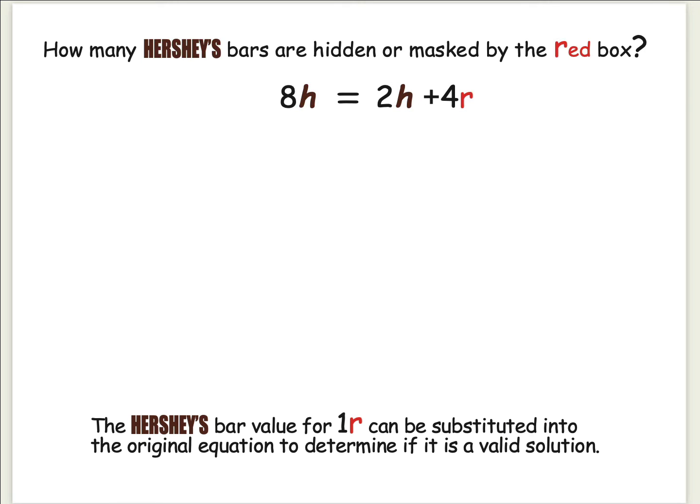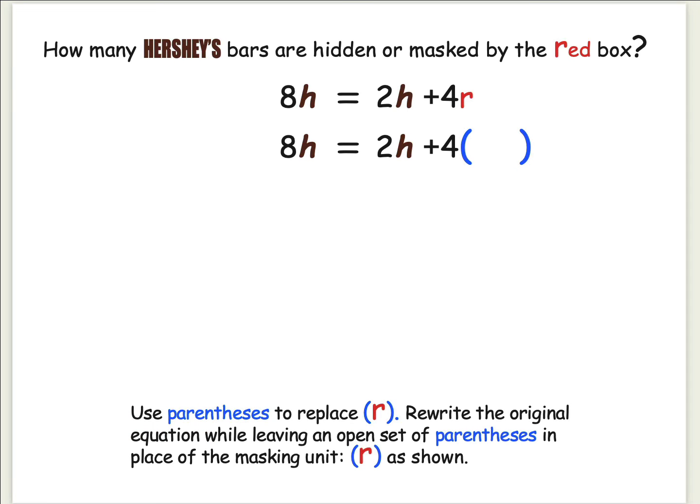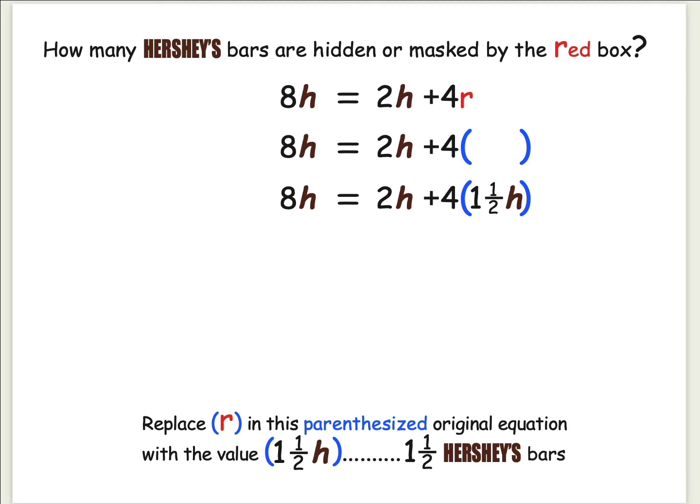The Hershey's bar value for 1R can be substituted into the original equation to determine if it is a valid solution. Use parentheses to replace R. Rewrite the original equation while leaving an open set of parentheses in place of the masking unit R as shown.